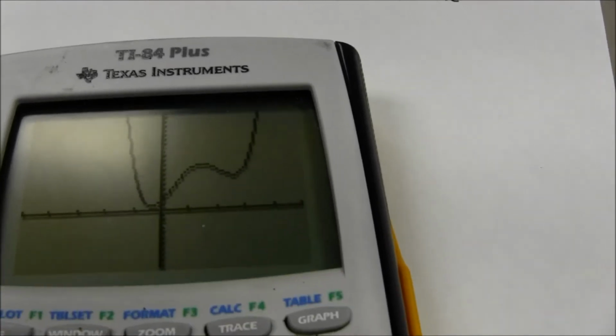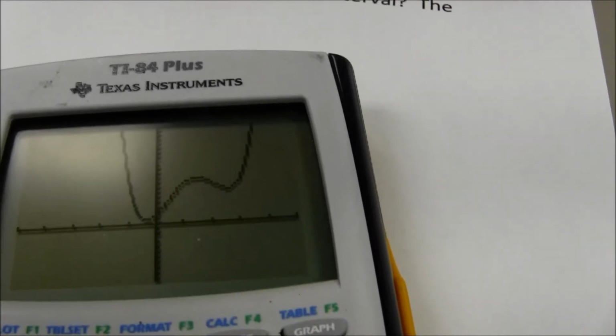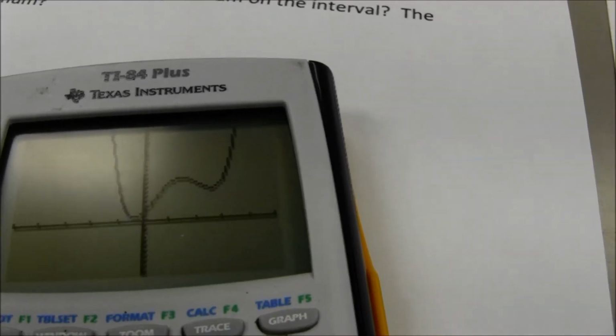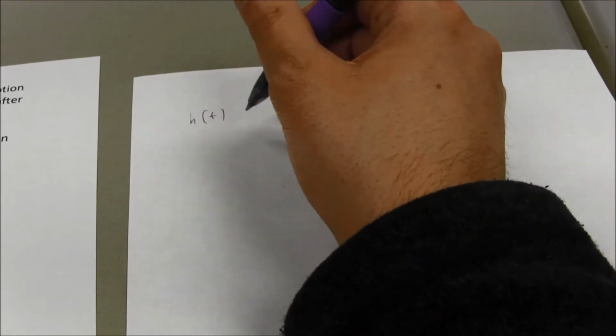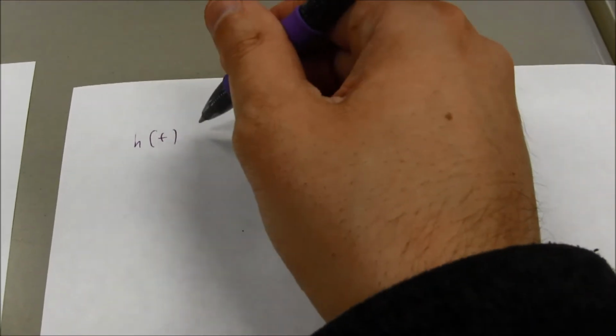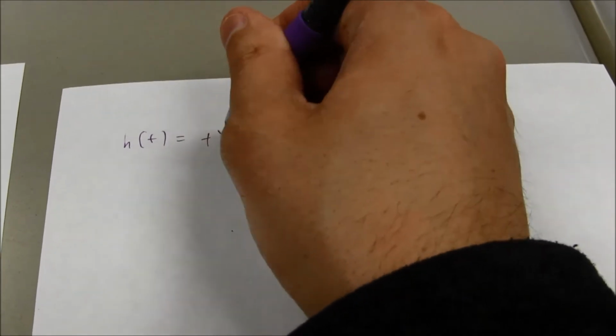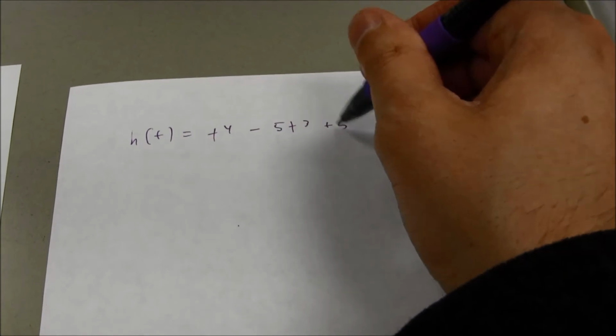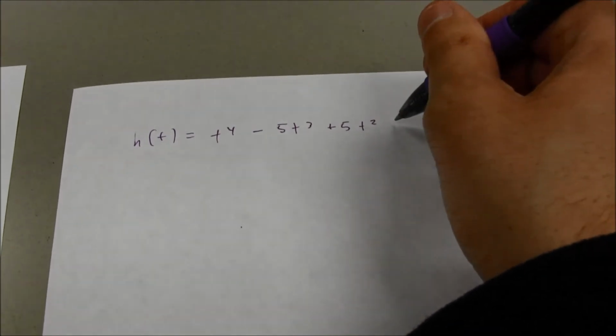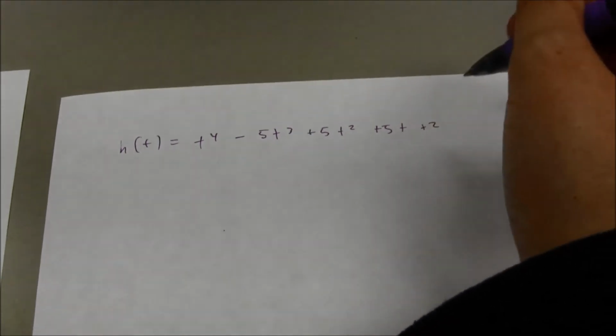But on the AP exam, they're going to expect justification. They're going to expect us to justify where we're finding those values. So really, I'm going to be starting out with my function here. I've got h of t is t to the 4th minus 5t cubed plus 5t squared plus 5t plus 2.